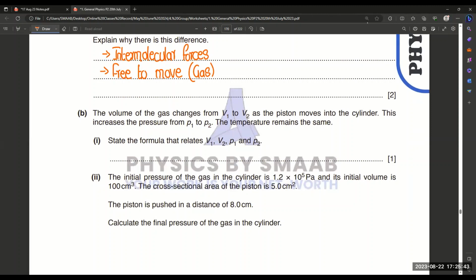This part is related to your pressure section. The volume of the gas changes from V1 to V2 as the piston moves into the cylinder. This increases the pressure from P1 to P2. The temperature remains the same. State the formula that relates V1, V2, P1, and P2. So you just need to write the formula that gives the relation between all these terms. So that is P1 V1 is equal to P2 V2. Yes, that is the formula.